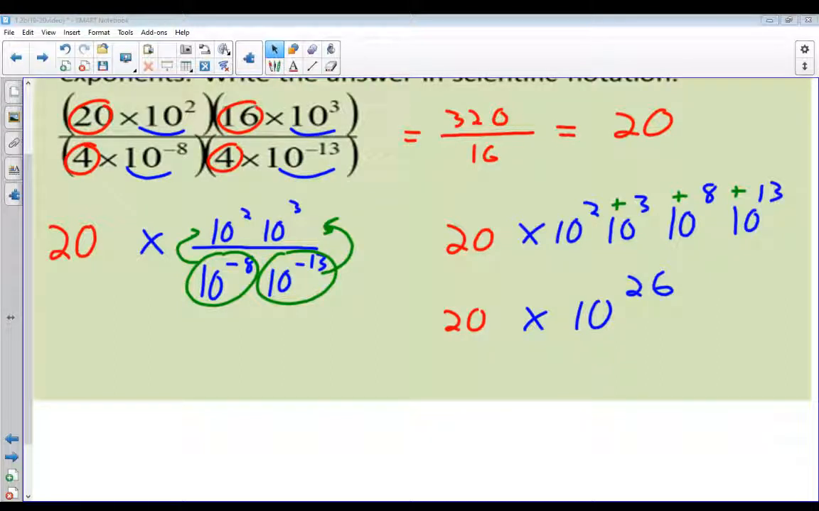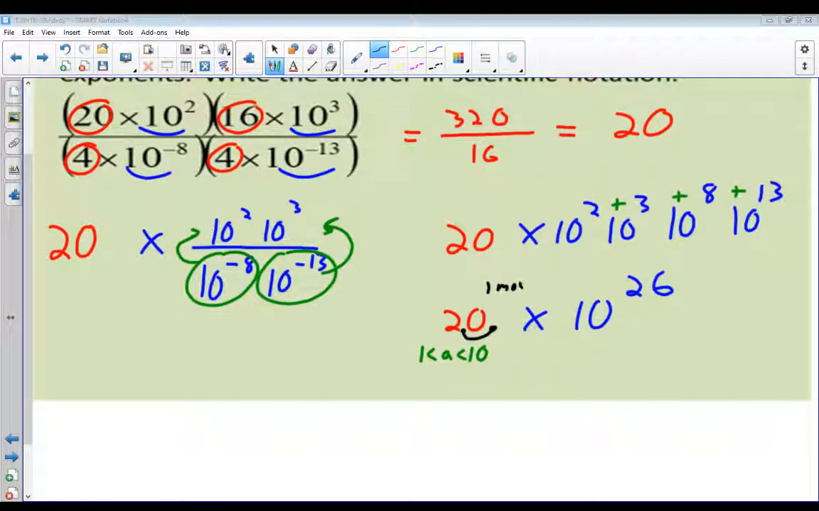Now take a look at that. Determine if this is the final answer or if we have to readjust. And sure enough, this number is not in between 1 and 10 yet. We got to move a decimal. So now it is between 2 and 10.